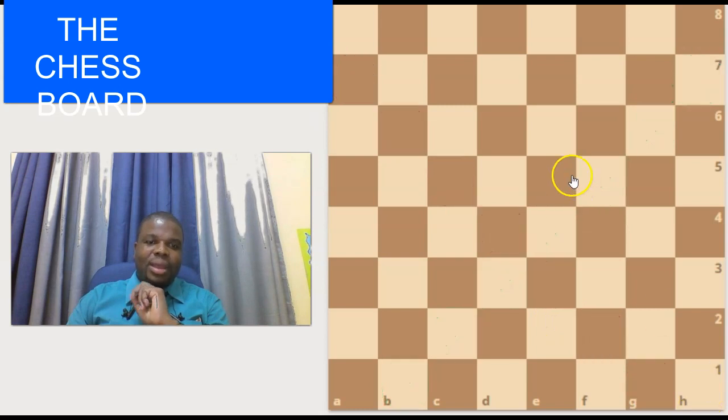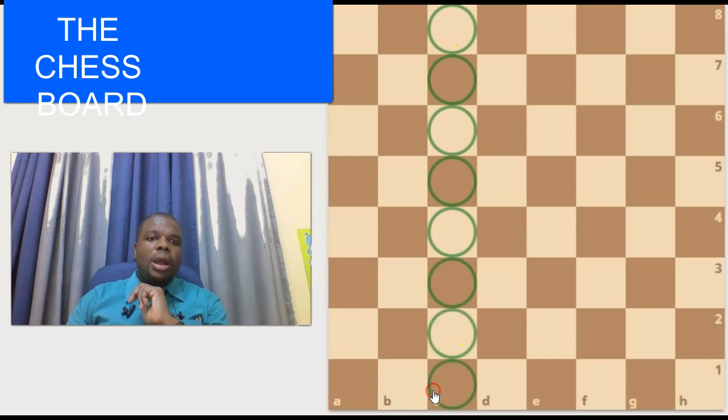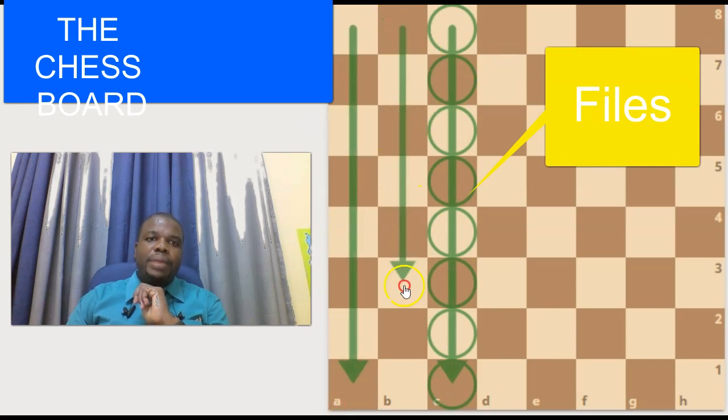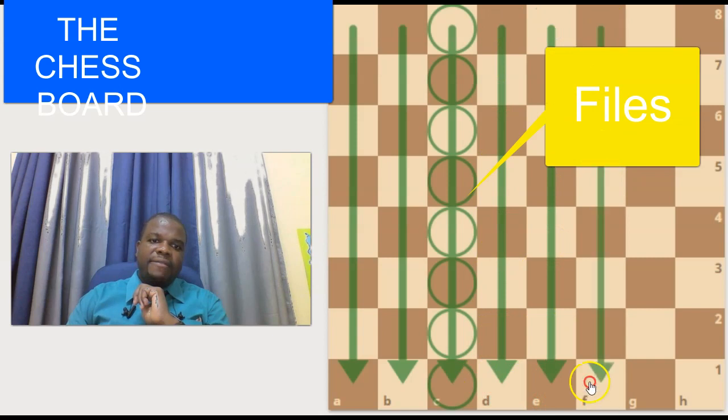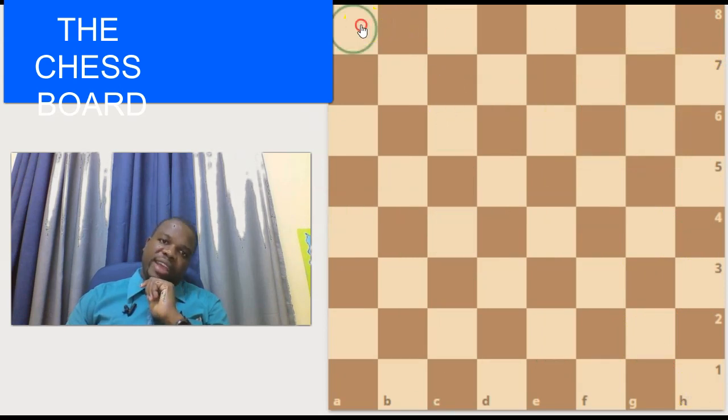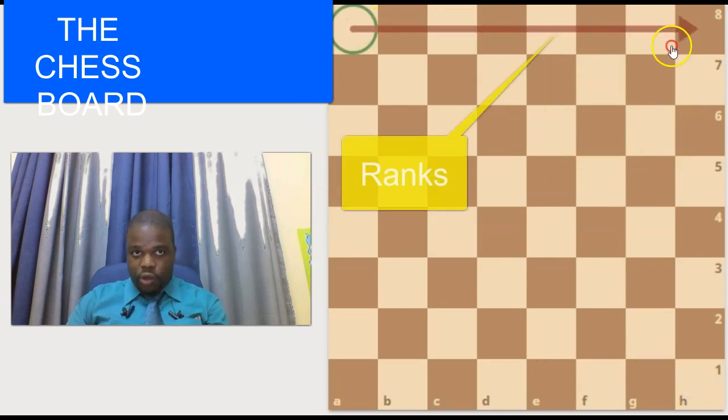Alright, boys and girls, let's do a quick recap to see what you have learned. Number 1. Squares that go up and down are called files. We have 8 files. A file, B file, the C file, D, E, F, G, and H. 8 files. Squares going sideways are called ranks. We also have 8 ranks.